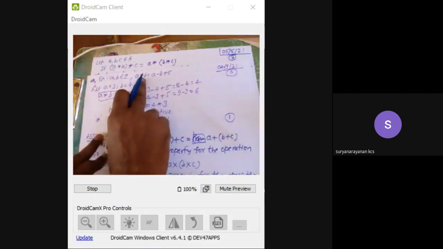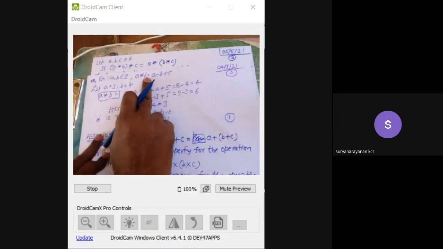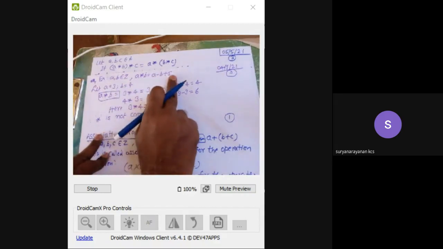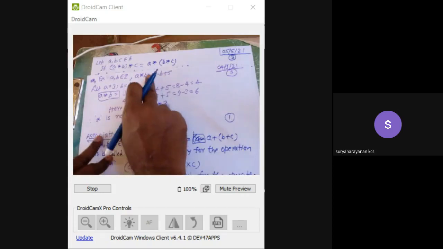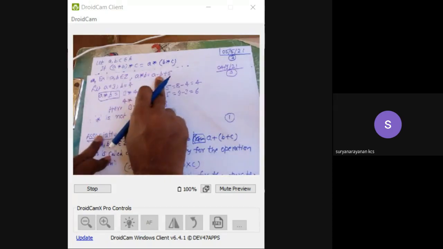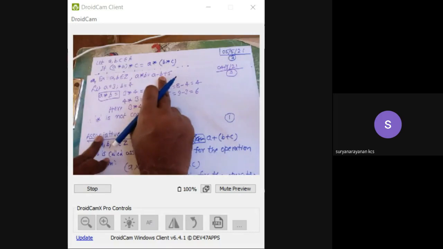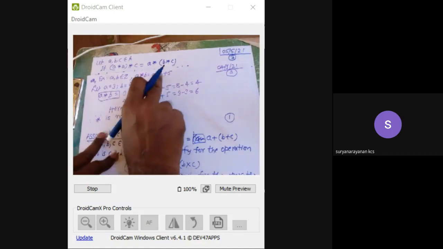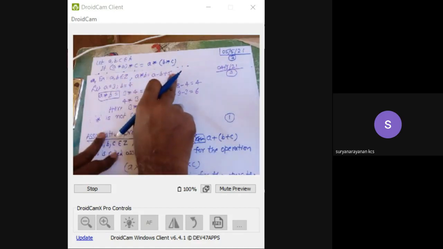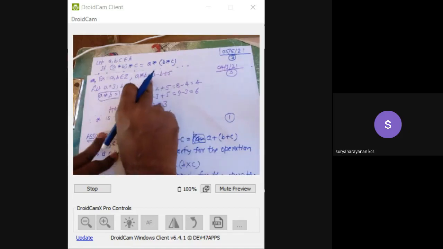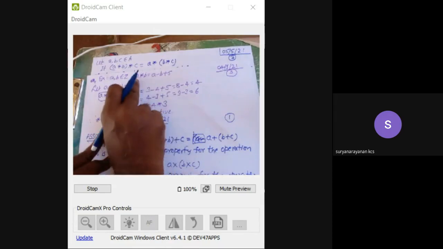Like this: yesterday we discussed A star B is equal to A minus B plus 5. And I told you how to describe this operation in your own words. Do you remember this point, my children? Yesterday I explained that too. First number minus the second number plus 5. If you want to describe this star operation in your words, A star B is equal to, this is the first number.